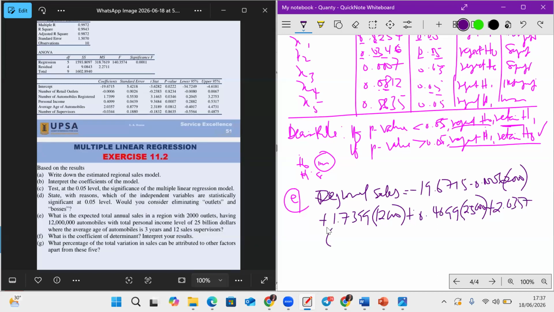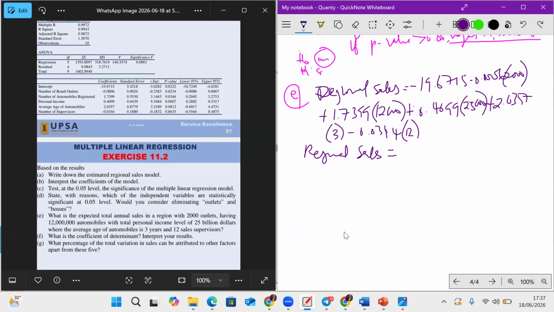Plus 2.0357 multiplied by X5. What is X5? X5 is 3 years, minus 0.0344 multiplied by X5. What is the X5? It's 12. So when you add all these together, that will give you your estimated regional sales. That's the final answer. Are you good? You write the sales model and plug in, replace X1 to X5, all of them with values. Then that'll be your final answer.